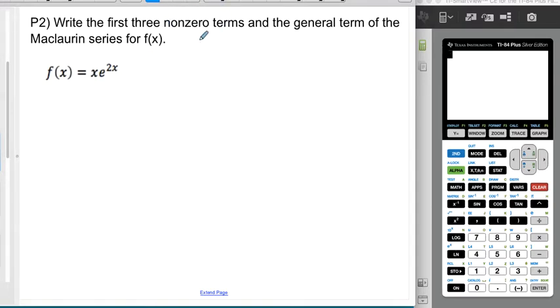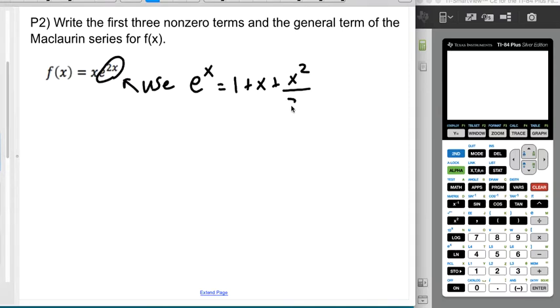Okay, so same idea. You're going to write the first 3 non-zero terms of the Maclaurin series for f of x. So we can use e to the x equals 1 plus x plus x squared over 2 factorial plus dot dot dot x to the n over n factorial. But the trick is that it's a 2x.